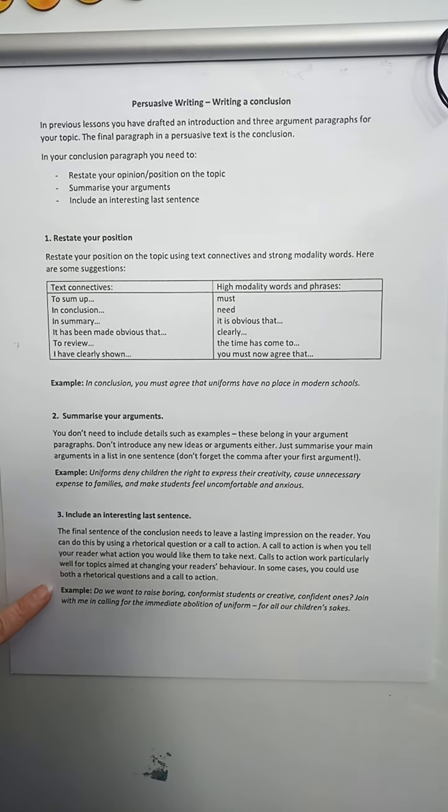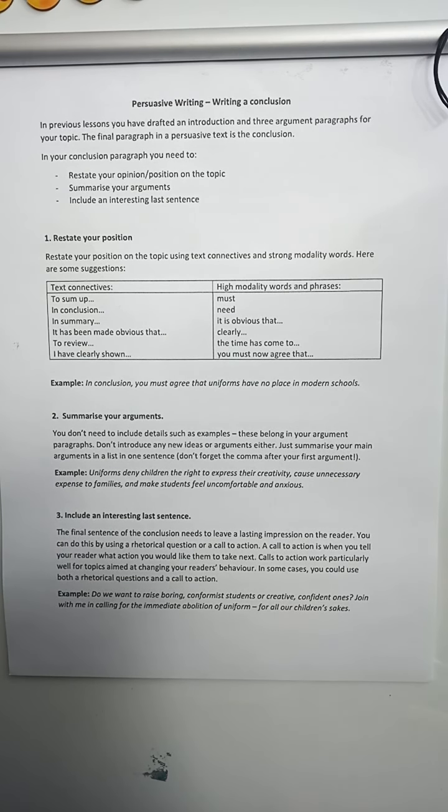So the example that I've given you here for my piece of writing I've been working on is, do we want to raise boring conformist students or creative confident ones? There's my rhetorical question. Join with me in calling for the immediate abolition of uniform for all our children's sakes. There's my call to action. Join with me in calling for the immediate abolition. That's a call to action. I'm asking them to do something with the information I've given them. So those are the three components of your conclusion.